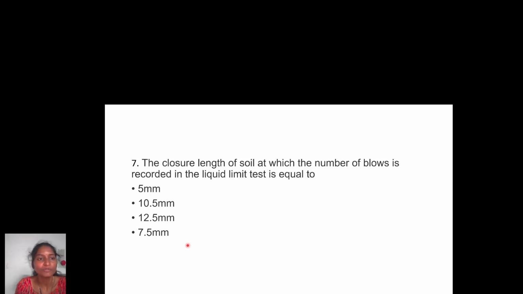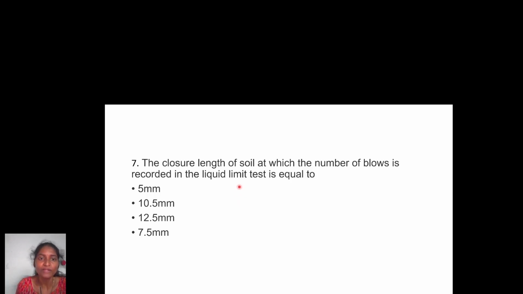And if we come to the 7th question, the closure length of soil at which the number of blows is recorded in the liquid limit test is equal to. So while conducting the liquid limit test, we have a bowl apparatus where we will be adding a particular amount of moisture content to the soil, and we usually make a groove in the middle and give the blows. So that groove with number of blows comes to closure.